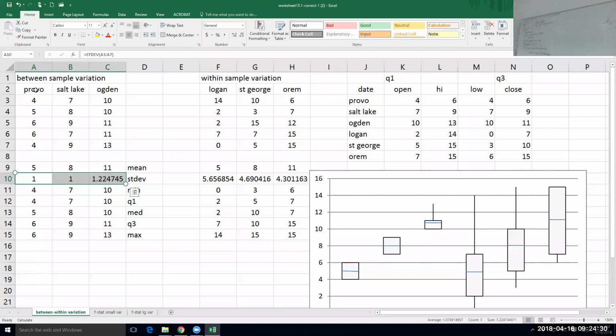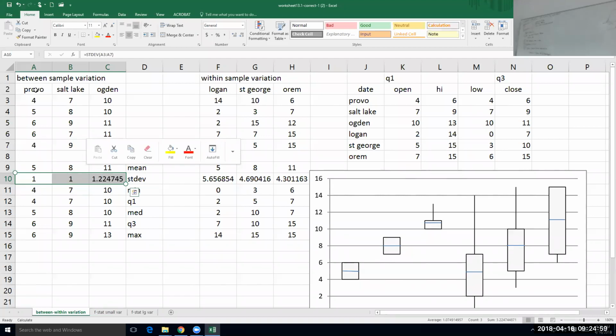Okay, so as I look here, my smallest standard deviation is Provo. If I double that, that's 2. The biggest is Ogden. Ogden 1.22 is less than 2. So what we're saying here is my standard deviation is okay. 2 times the smallest is greater than the largest. Or the largest is less than 2 times the smallest. Okay? So we're saying this meets the criteria.